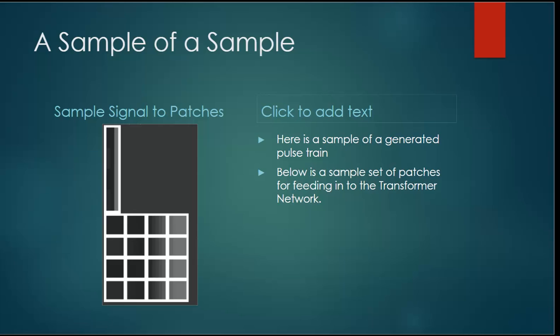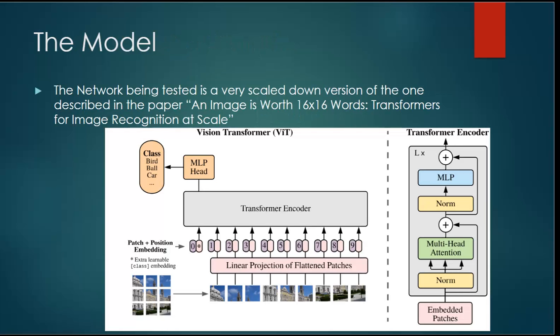So anyway, every sample from an emitter that gets made is turned into one of these images, and then down below you can see the patches that get created that are ultimately fed into this transformer encoder.